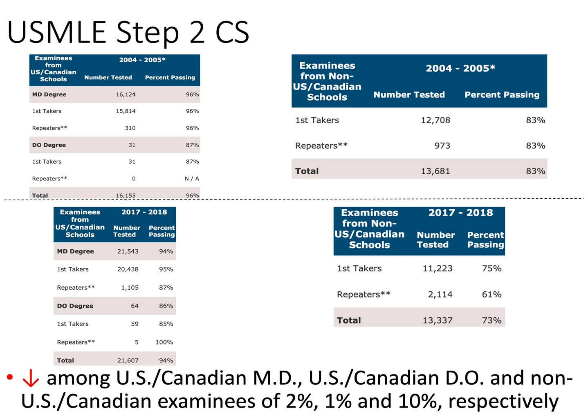In the upper right-hand corner, we see examinees from non-US and non-Canadian schools in the year 2004 had an overall pass rate of 83%, and those same examinees in the bottom right-hand corner in the year 2017, or 13 years later, had a total pass rate of 73%, a decline of 10%.